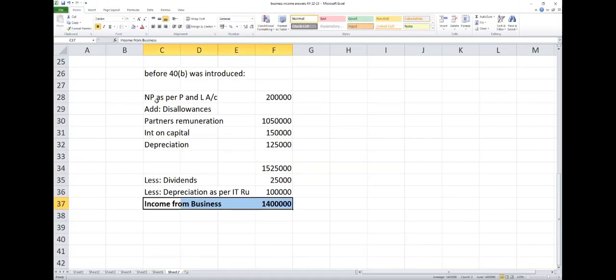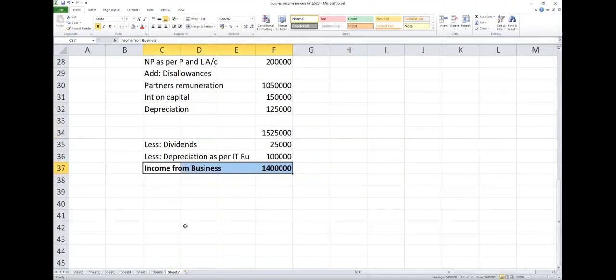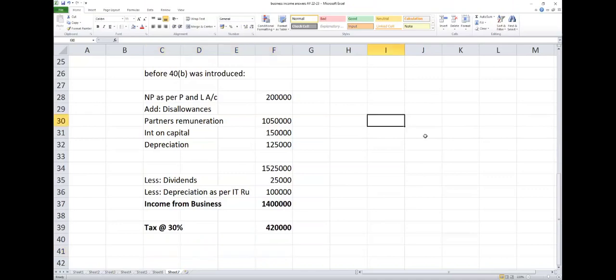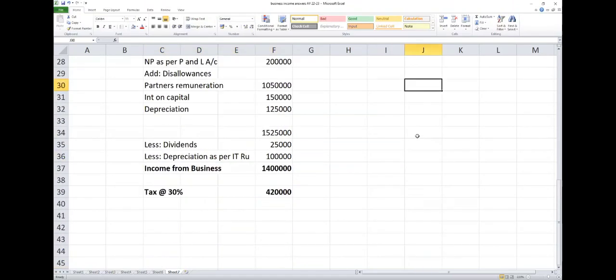What happened? You must understand. Before 40B was introduced, they would add back partner salary and interest on capital to the profit, everything. And the firm income of 14 lakhs is taxed at the rate of 30%. 30% tax is 4,20,000. After paying tax, 14 lakhs minus 4.2 lakhs, the balance will be distributed among the partners. How many partners are there? 3 partners, A, B, and C.